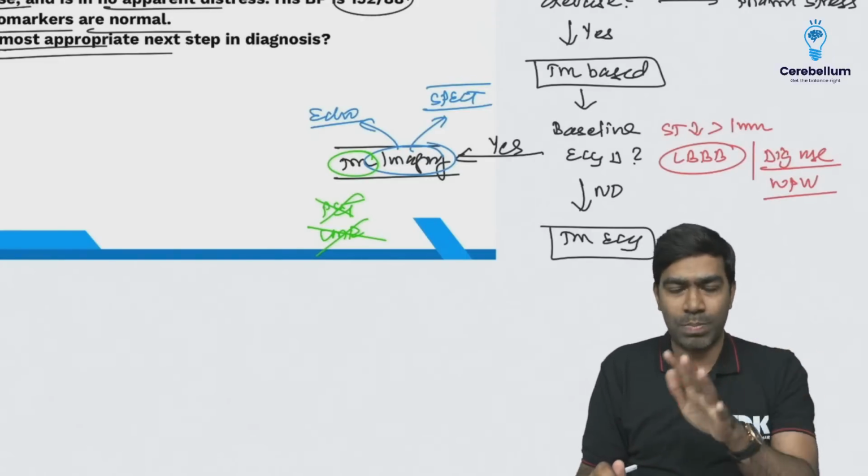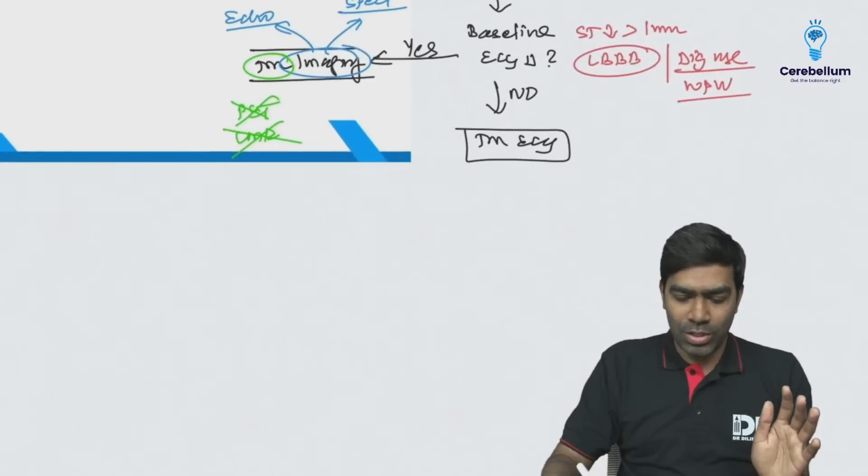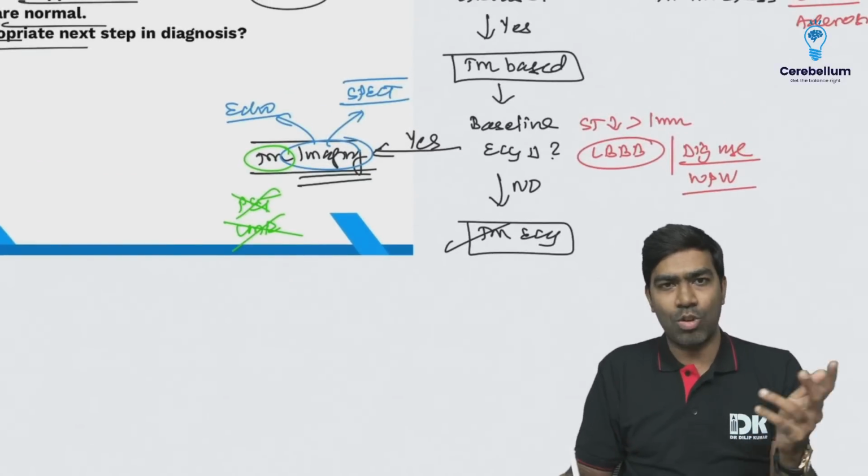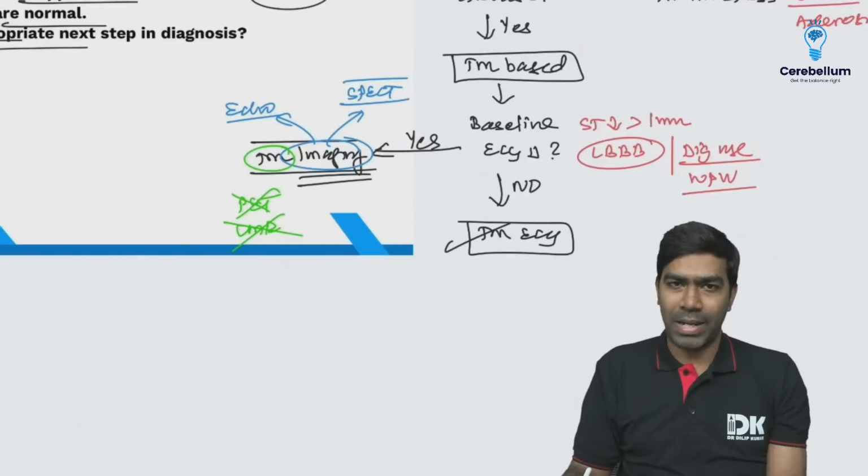You can use only echo, SPECT and ECG. So if there are no significant baseline ECG changes, then go for ECG itself. If the patient is having significant baseline ECG changes, go for echo or treadmill based SPECT scans.